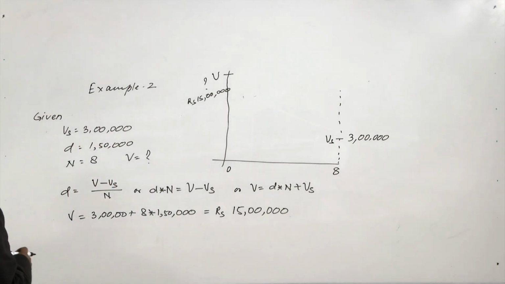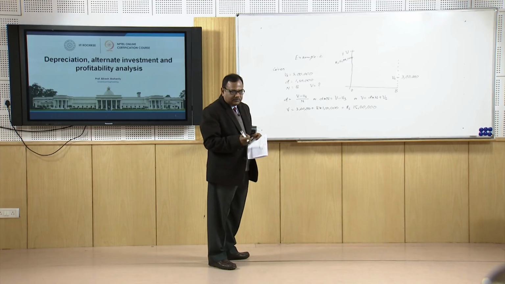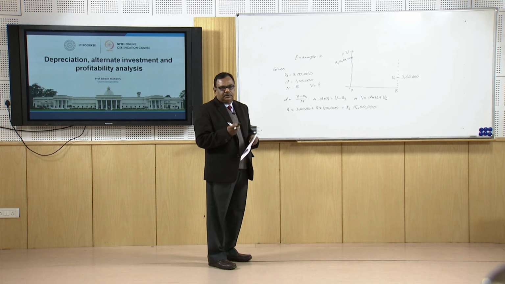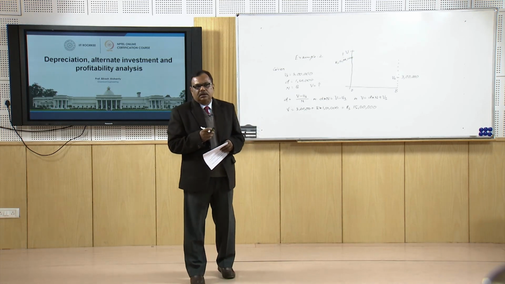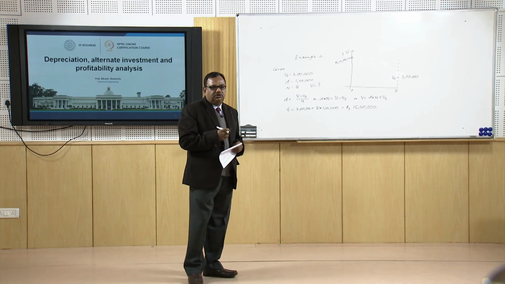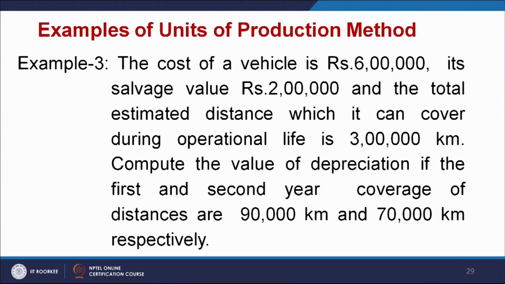So, this is the second problem of the straight line method. Now, there is a third example, and this example is based on units of production method. The cost of a vehicle is 6 lakhs, its salvage value is 2 lakh and the total estimated distance which it can cover during the operational life is 3 lakh kilometer.